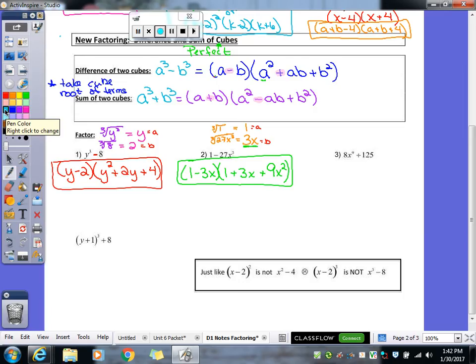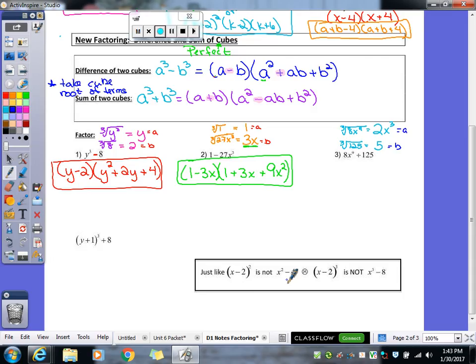All right, let's try it for example 3. So again, we got to take the cube roots first. So the cube root of 8 gives us what? 2. And then cube root of x to the 9th, x to the 3rd. So 2x to the third. And then the cube root of 125 would be 5. So 2x to the third would be my A when I'm using my formula. 5 will be my B.